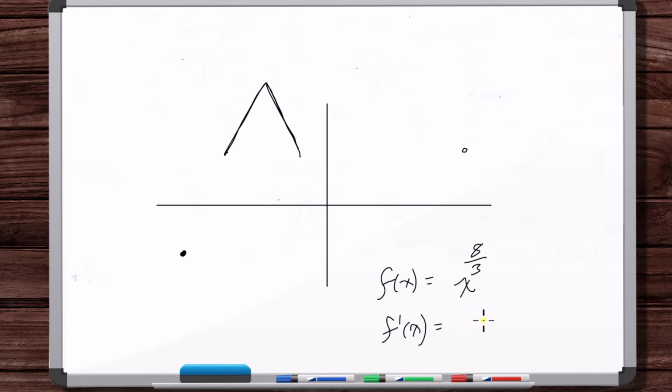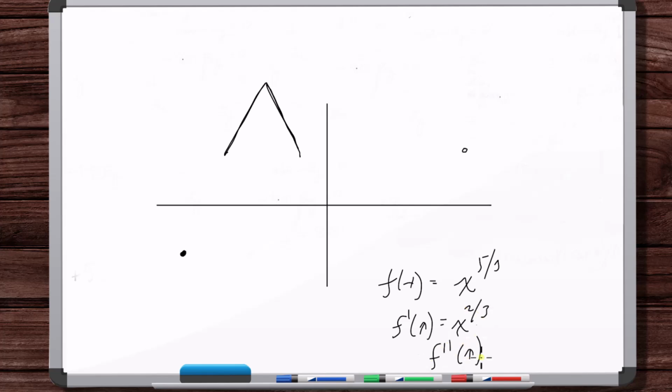If I took the derivative, 8/3 minus 1 is 5/3. So I get x to the 5/3, and I can still plug in x equals 0, but f double prime of x, now 5/3 minus 1 is 2/3. Now, I could still plug in 0, but if I go again, if I started with x to the 5/3, it would be 5/3, and then f double prime of x would be minus 1/3 x.